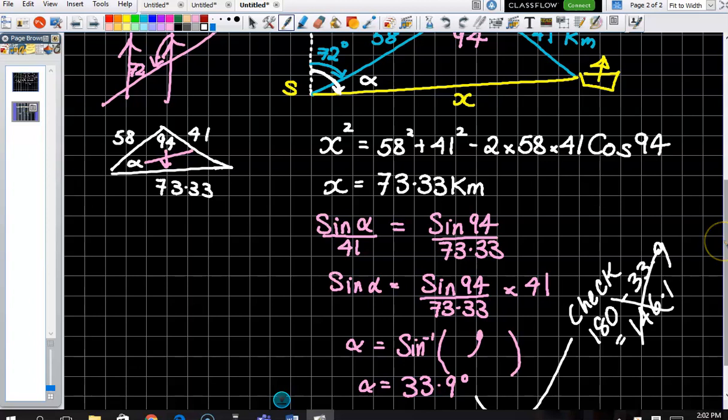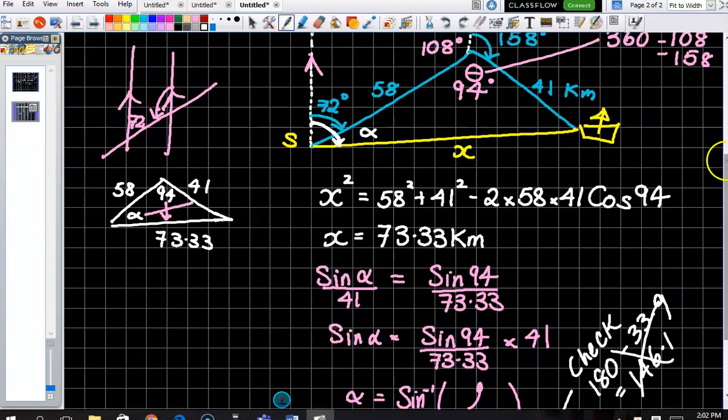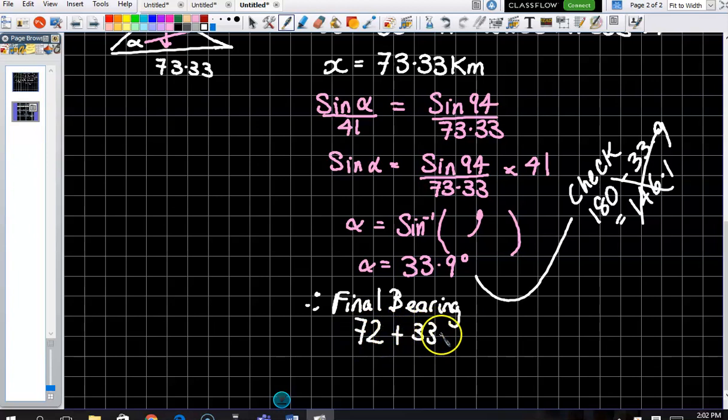Are we done? No. Why? You have to do that. Because if you say, off you go search party, go at 33.9 degrees, you're sending them off here, and they're lost at sea. And it's your fault. So your final bearing that the search party has to head out to is going to be 72 plus 33.9.